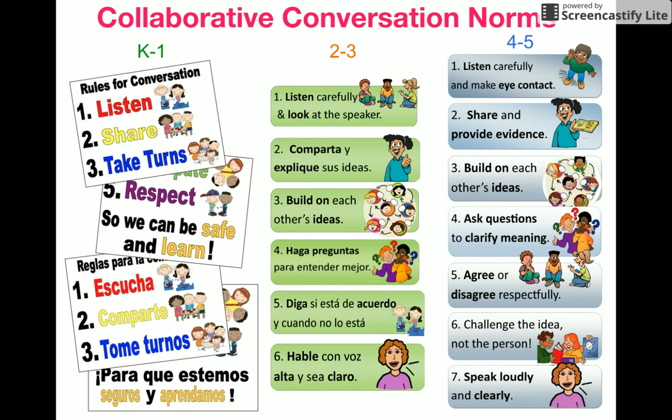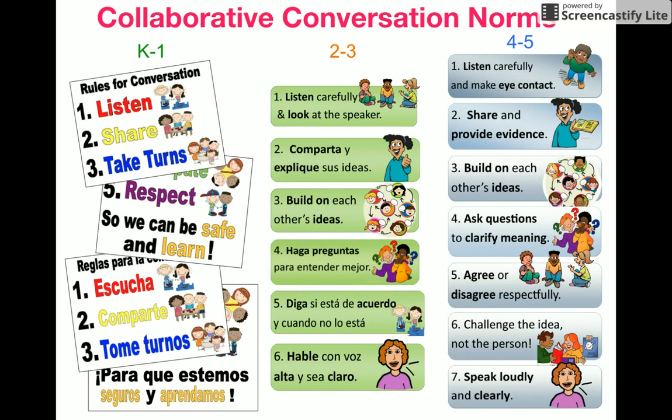And if you do not have these wonderful tools to help you with your collaborative conversations, you may download them now. What's really important with these norms is that they can be used during all times of the day, not necessarily with a group collaborative conversation, but that your students are learning to listen carefully and make eye contact during any time you're conversing, and that whenever you're reading, you're sharing and providing evidence and building on each other, and that they're asking questions to make sure they understand what they're reading, agreeing or disagreeing with each other respectfully, and speaking loudly and clearly. So instead of the teacher doing all of the talking, we want the students to be doing the talking, and the teacher is the facilitator.